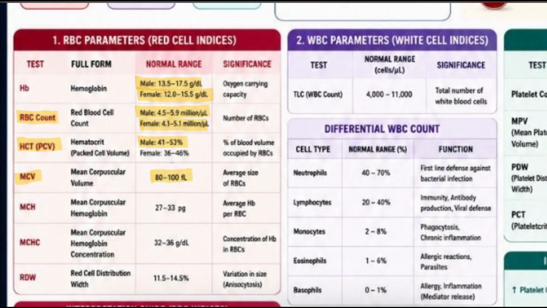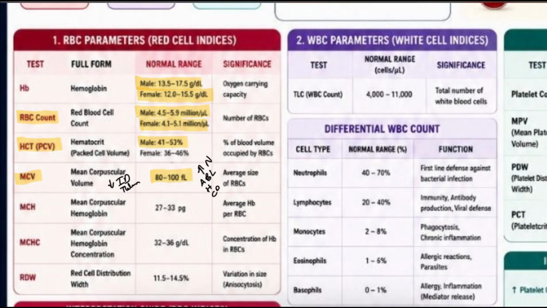Here in interpretation, if it's less than 80, we have to tell the patient has microcytic anemia, like small red blood cells. That means the patient has iron deficiency anemia and thalassemia. If the MCV is normal, the patient has normocytic anemia. In normocytic anemia, you can see acute blood loss along with hemolysis.